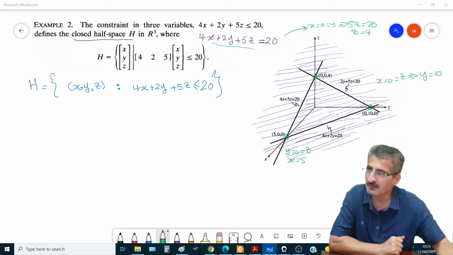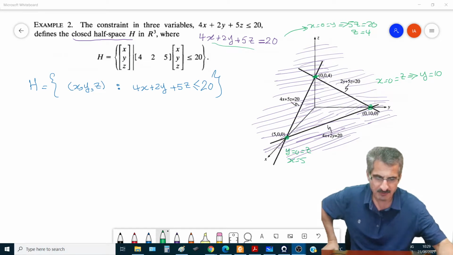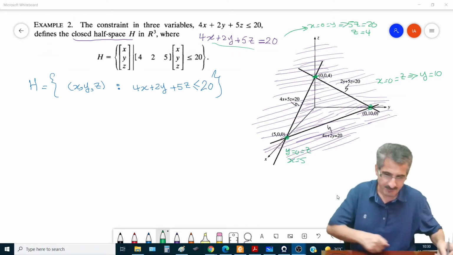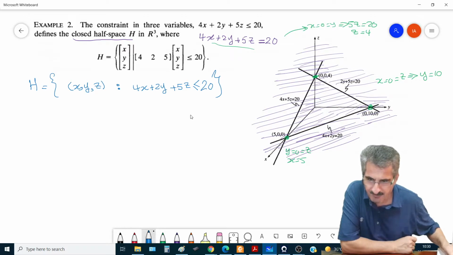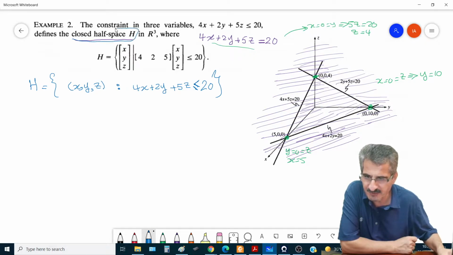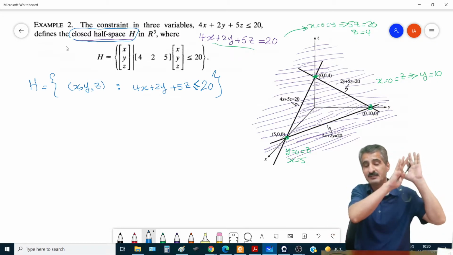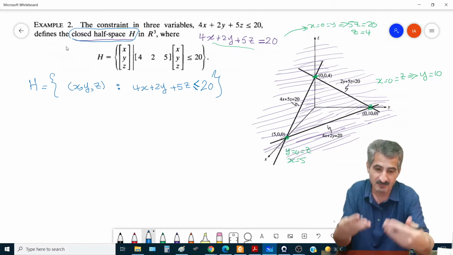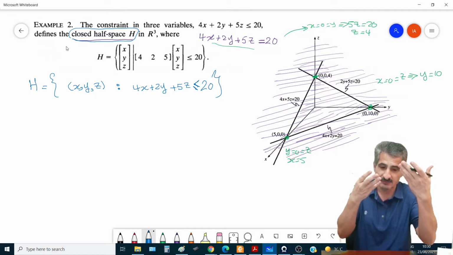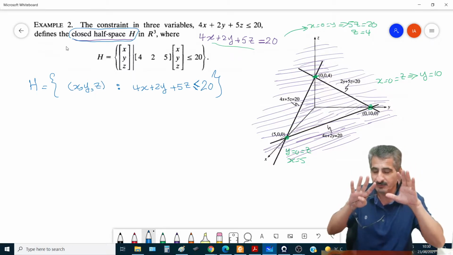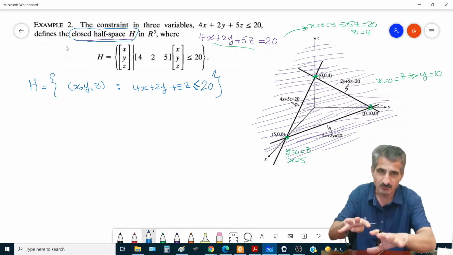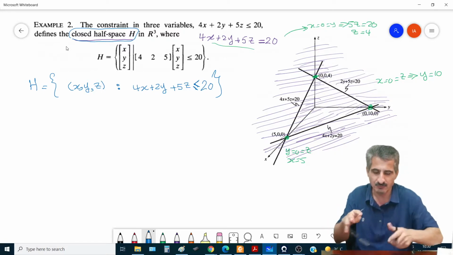Now, what do we want here? We want to find where the points are that satisfy this inequality. We want the closed half space H. How do we know which side of the plane, the above side or the lower side? The side that comes to us above the screen, or the board, or below, going from the plane to below.